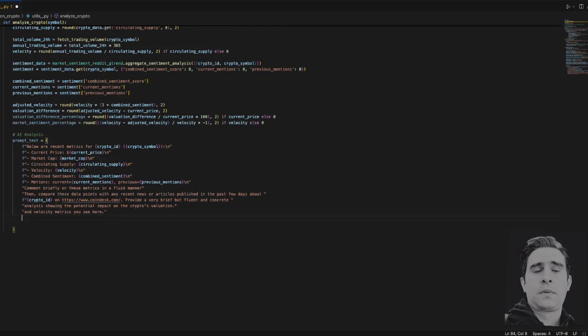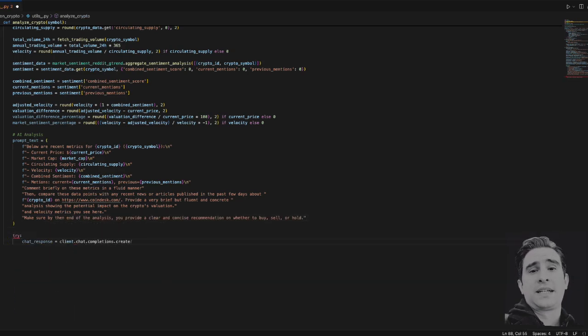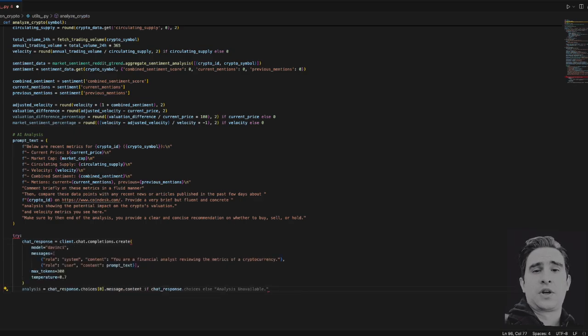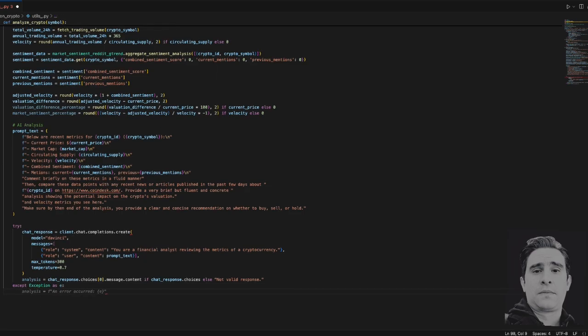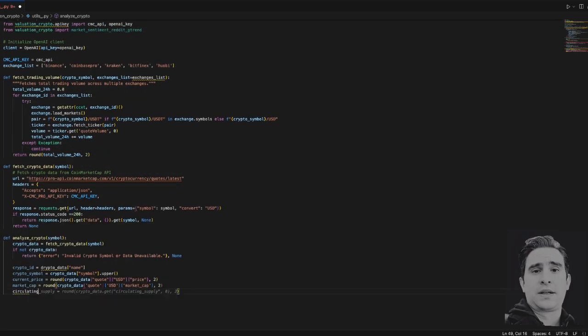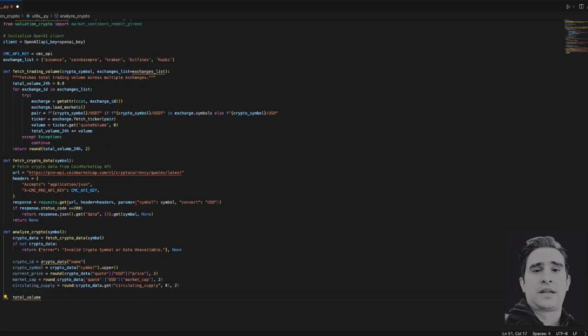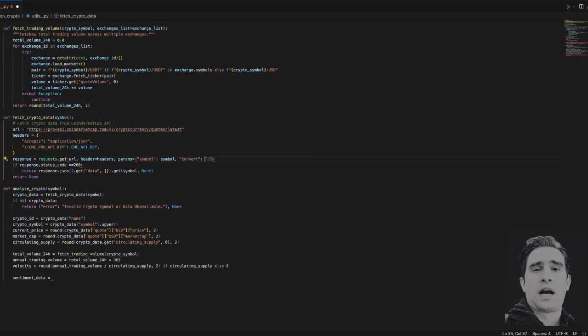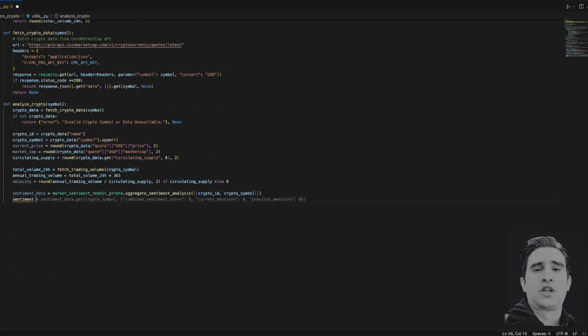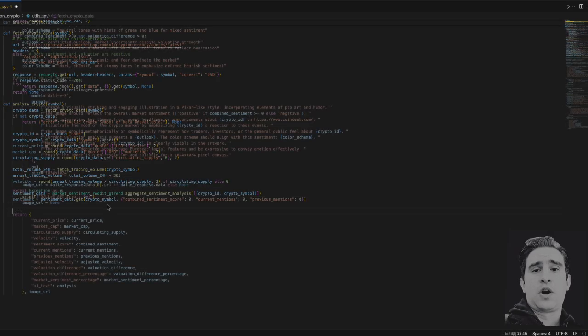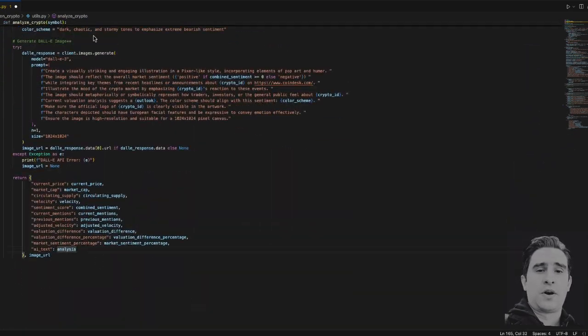Here's what goes on. Pull coin data from CoinMarketCap, like price and market cap. Grab trading volume via CCXT, letting us measure annualized velocity. Integrate sentiment from our aggregator, blending Reddit and Google Trends. Generate an AI analysis with GPT-4 for a quick commentary. All of this merges in Analyze Crypto, returning a neat dictionary of metrics for the front end.